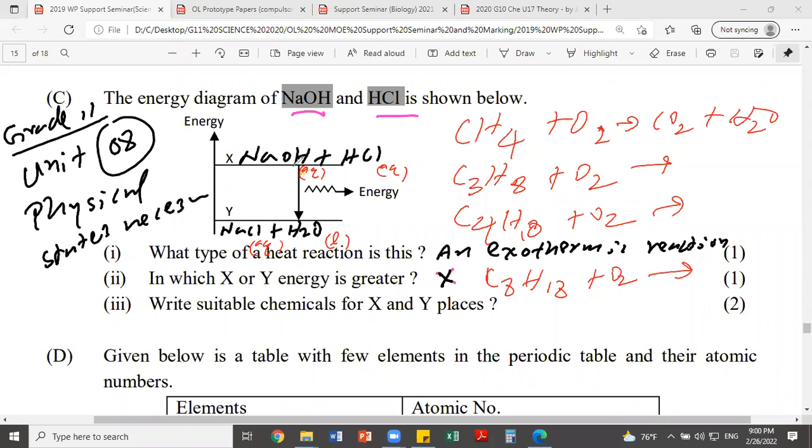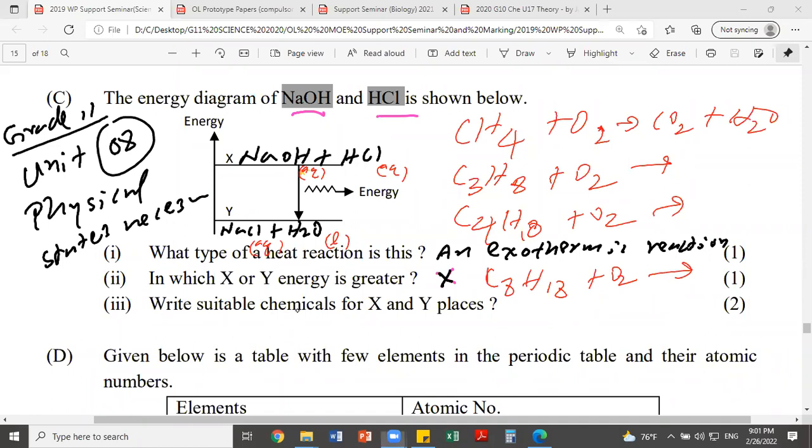Exothermic means heat is out. What is the exothermic reaction taking place in your body now? Respiration. From respiration, heat is evolved. That helps to keep your body warm. It's a biochemical reaction, and that is also exothermic: oxidation of glucose in mitochondria is an exothermic process. Right, let's move to the next question.